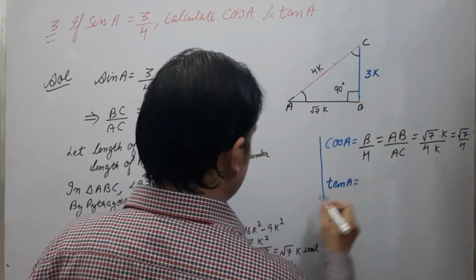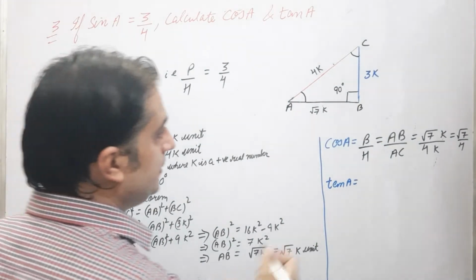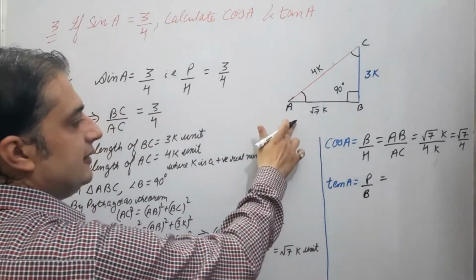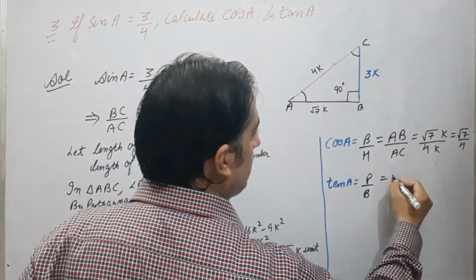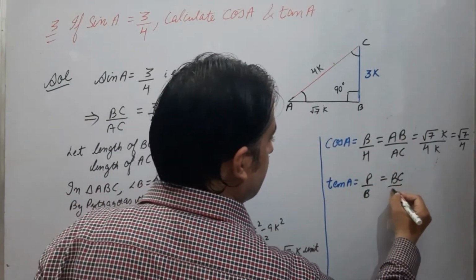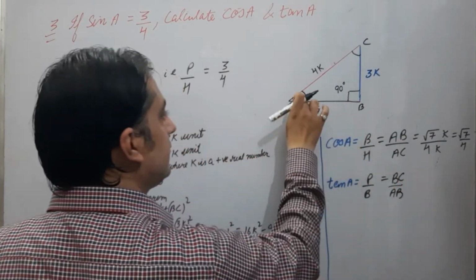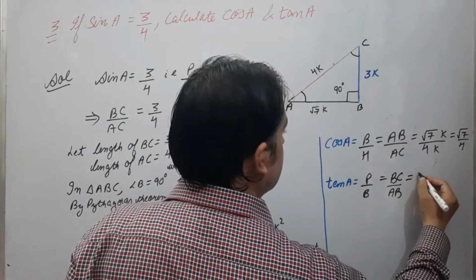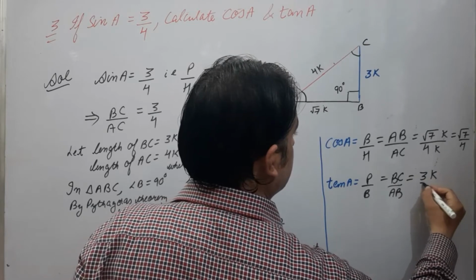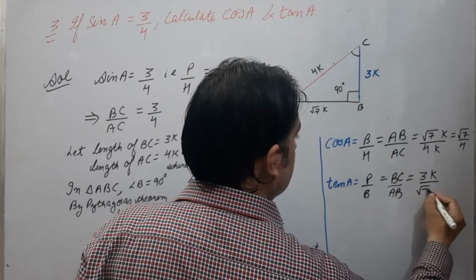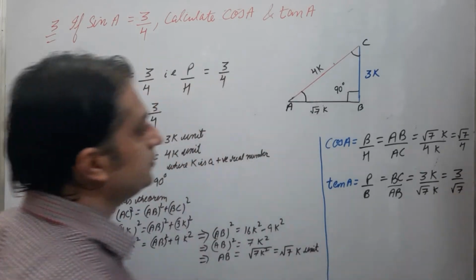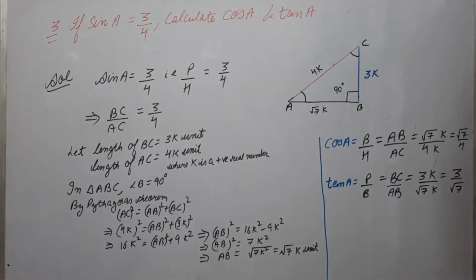And the other is tangent. So for tangent we need two sides, that is perpendicular by base. So for angle A, the angle of reference, the side opposite is denoted by BC, and base is AB, the side adjacent to angle A. So length of BC is 3k and length of AB is root 7k. So it will become 3 by root 7. So this is the solution of this question number 3.